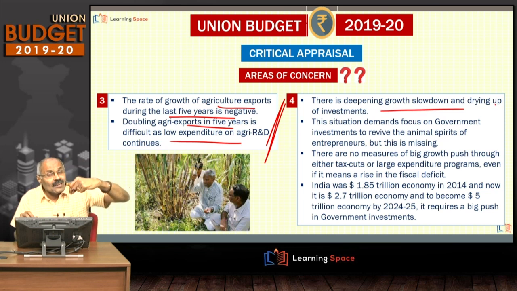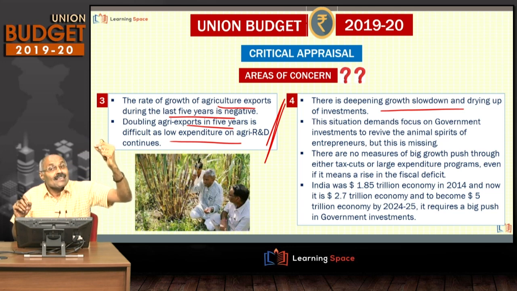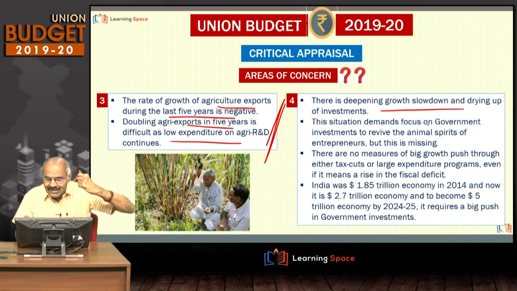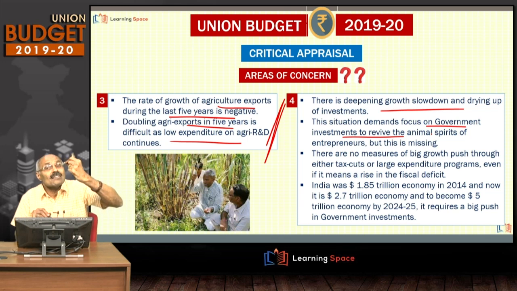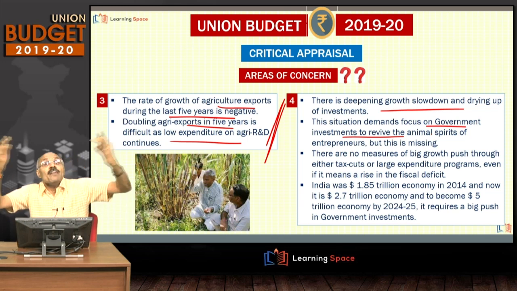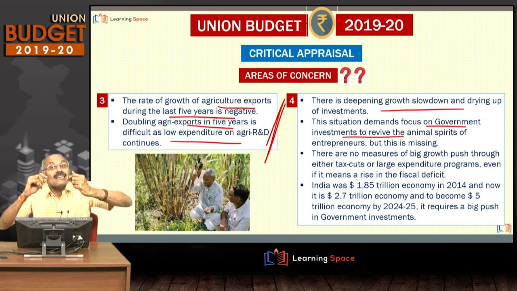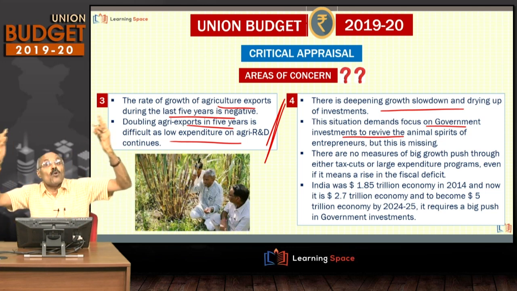We have seen 2018-19 growth rate of 6.8% is the slowest in 5 years, and the previous quarter growth rate is the slowest in 17 quarters. Under these circumstances, the focus on government investments is the need of the hour. That means to revive animal spirits, government expenditure should be more.